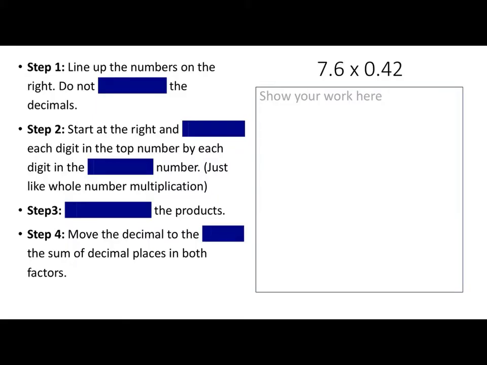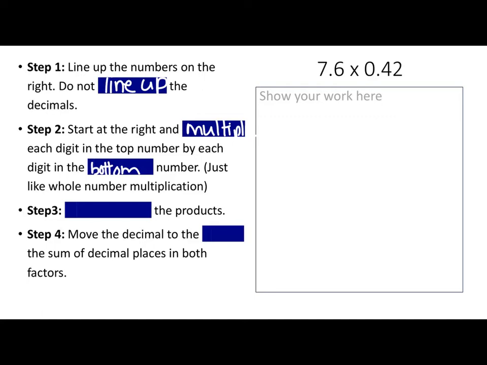So the first step is to line the decimals on the right. You do not need to line up the decimals. For adding and subtracting, you must line up the decimals. Multiplying and dividing, you do not have to. Then start at the right and multiply each digit in the top number by each digit in the bottom number, just like whole number multiplication.